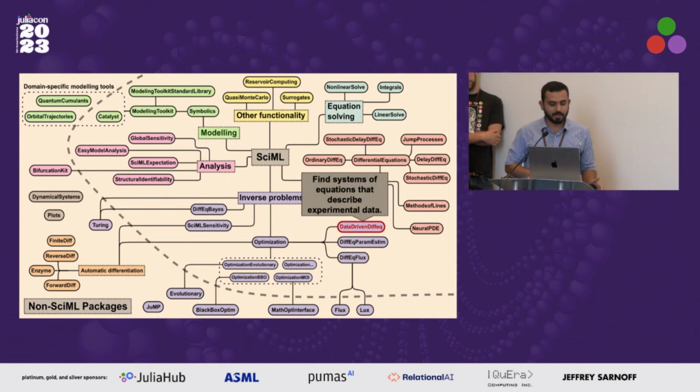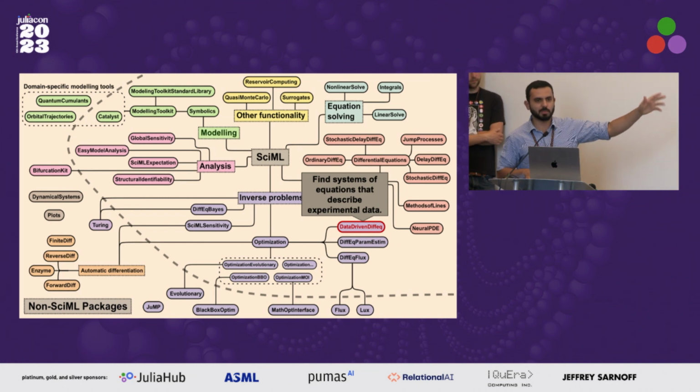Okay. And then you have DataDrivenDiffEq, which is basically to recover equations from data. So when you have just a data set and you want to, something very similar to what Miles was talking about yesterday, you just want to recover equations from data. This leverages the sparse identification algorithm, if you have heard of it.